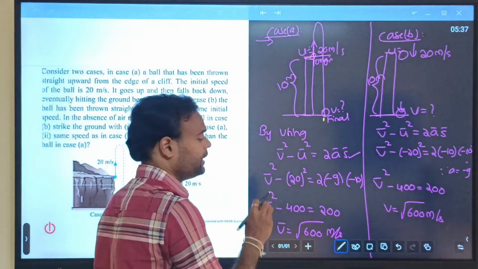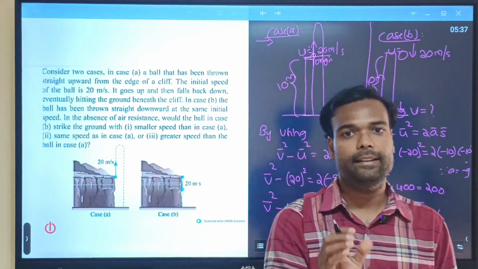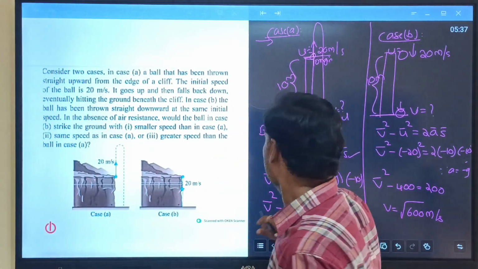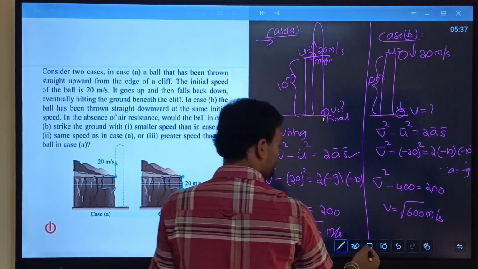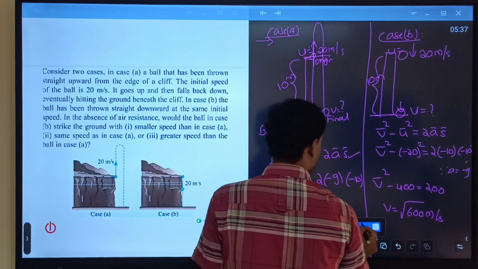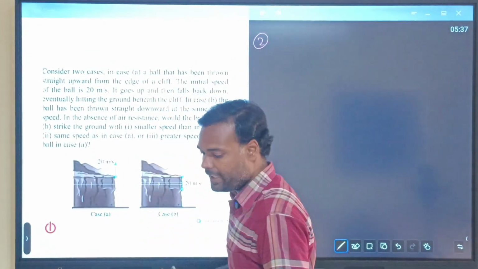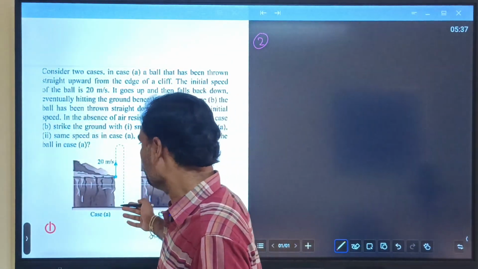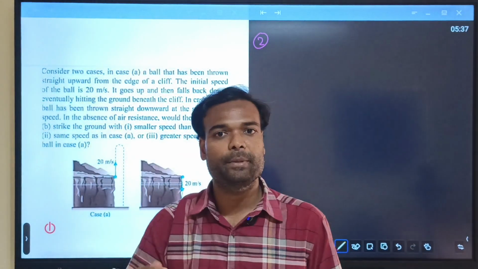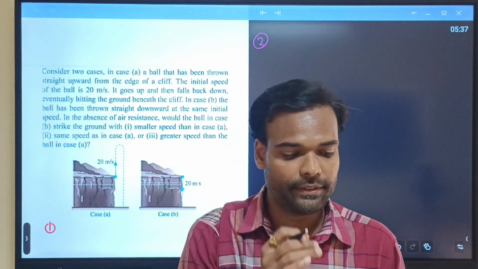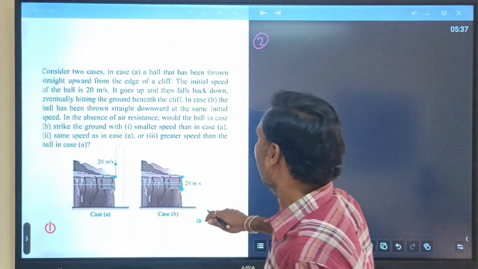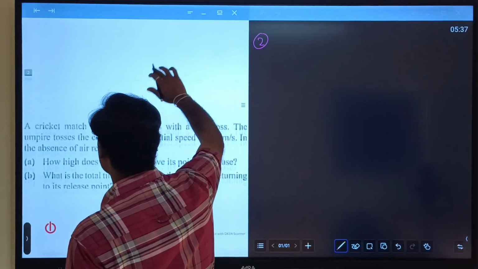This is one of the best questions for your examination, right? And I hope you understood it very clearly. Let us go for the second question. The first question is saying that the velocity attained by the object in both the cases remains the same, right? This is the first question's answer. And the second question's answer, let us see.